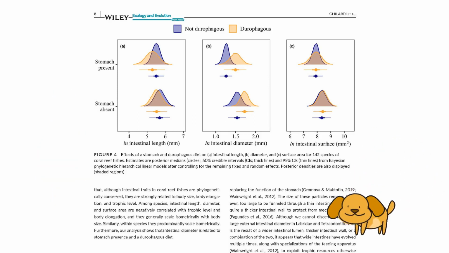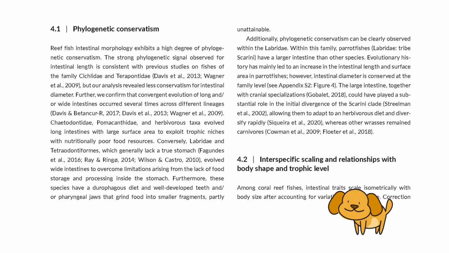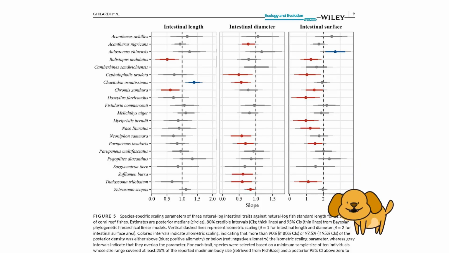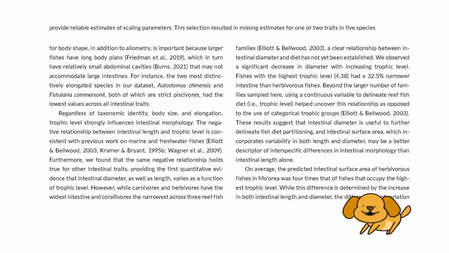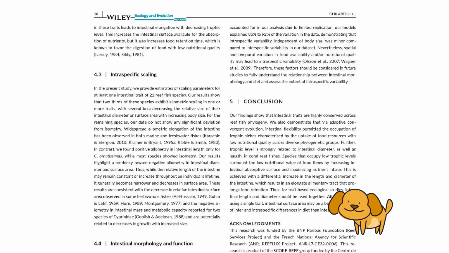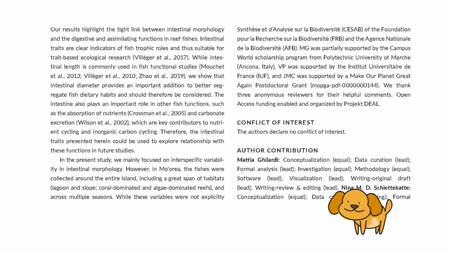The research team demonstrates that phylogeny, body morphology, and trophic level explain most of the interspecific variability in fish intestinal morphology. Despite the high degree of phylogenetic conservatism, taxonomically unrelated herbivorous fishes exhibit similar intestinal morphology due to adaptive convergent evolution. Furthermore, they show that stomachless, durophagous species have the widest intestines to compensate for the lack of a stomach and allow passage of relatively large undigested food particles.